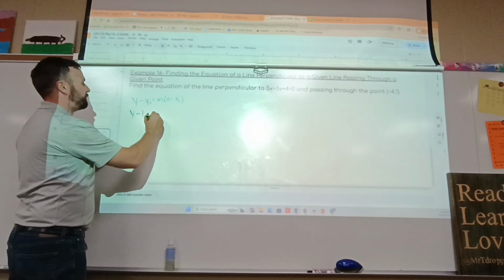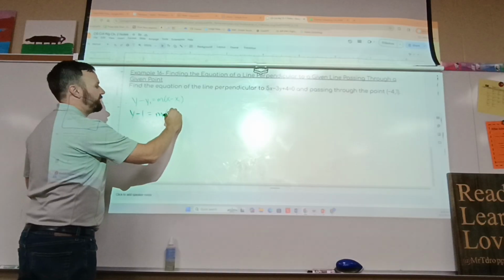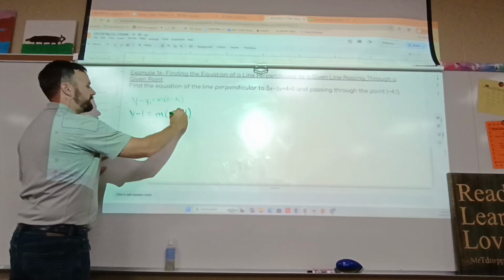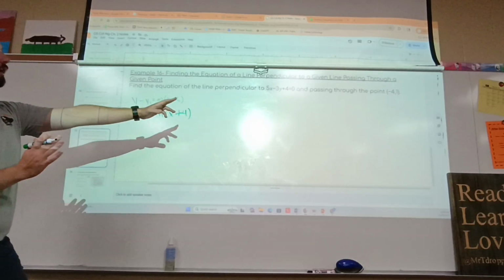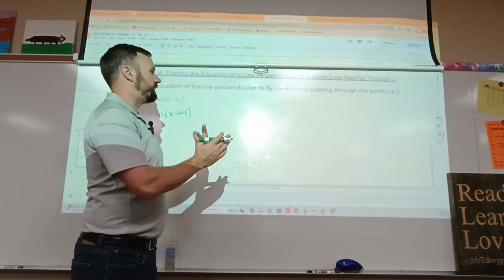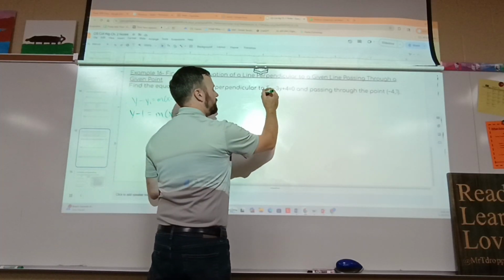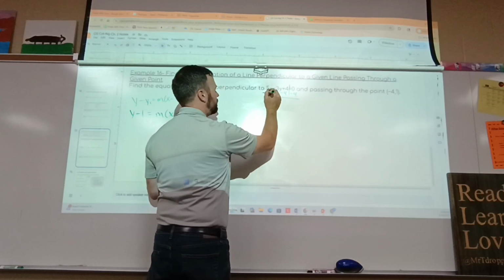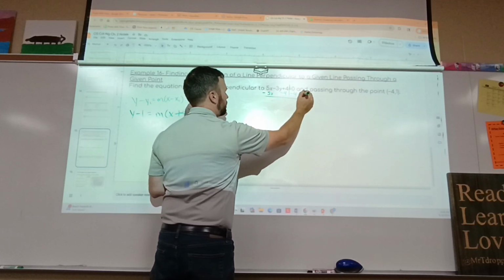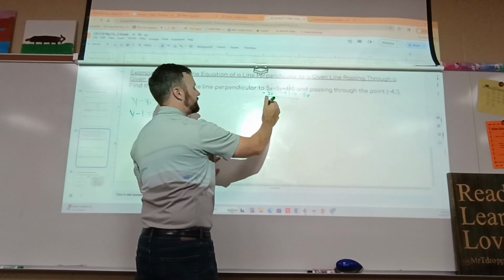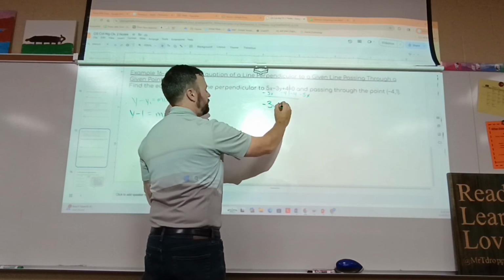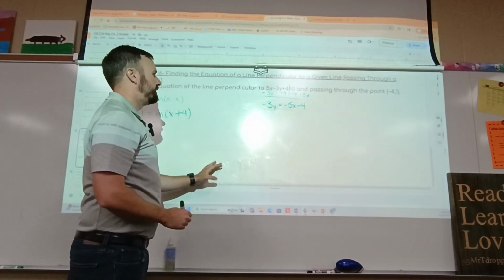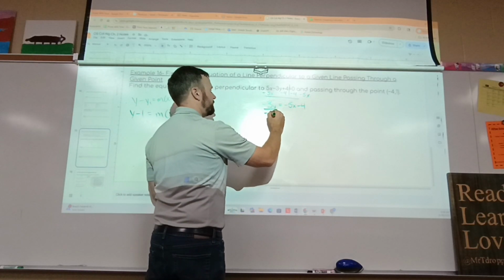So I'm going to do y minus 1 equals slope times x minus negative 4. Make that a plus. Now, I need to harvest my slope from this beast. So I need to get y by itself. For this one, I'm going to move over that 4, and I'm going to move over that 5x. Remember, you can do that. It'll save you a lot of time. You could do it step by step as well if you need to. That's fine. And then I'm going to divide everything by negative 3.